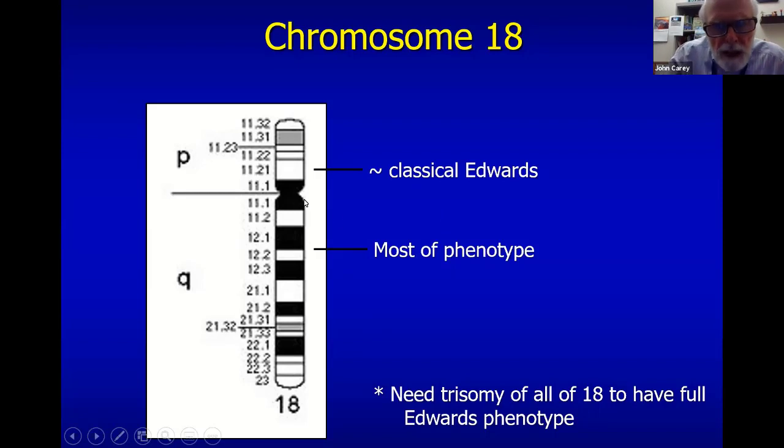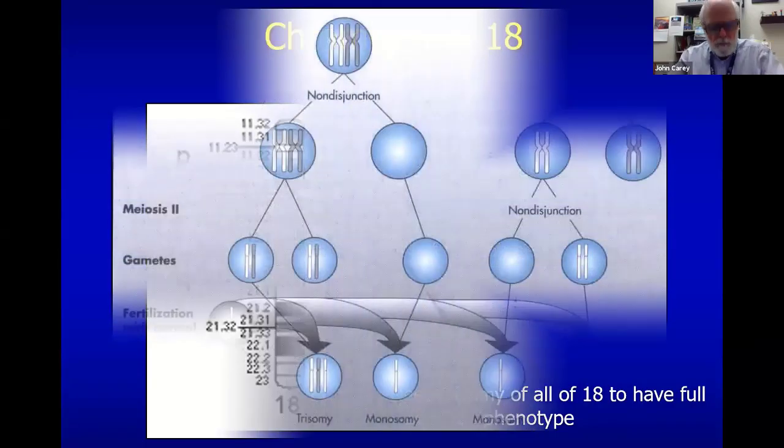But interestingly, if you look at children who have this whole long arm without the short arm, they don't quite have typical Edwards syndrome. They tend not to have the same risk for serious medical problems, although they do have similar developmental disabilities. Anyway, another conversation, but an interesting part of the story. But the point is, you need trisomy of probably all of the 18 to have the full Edwards phenotype. But if you have most of the long arm and part of the short arm, you probably have almost all of Edwards syndrome.